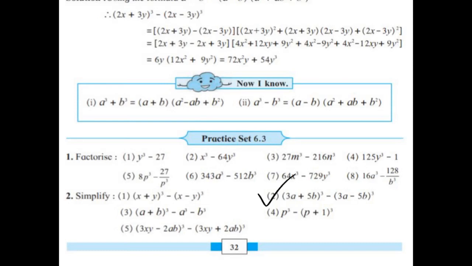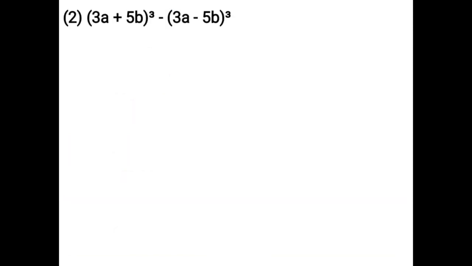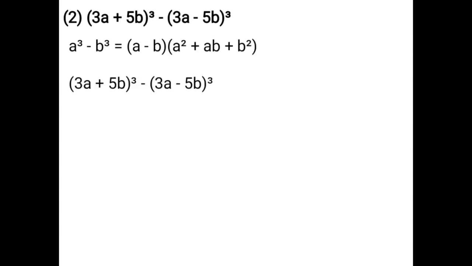(3a + 5b)³ − (3a − 5b)³. You have to use the formula of a³ − b³. The formula of a³ − b³ is (a − b)(a² + ab + b²). You have to write the expansion form of the a³ − b³ formula. Here a is 3a + 5b, b is 3a − 5b.